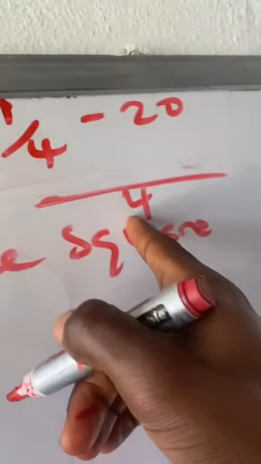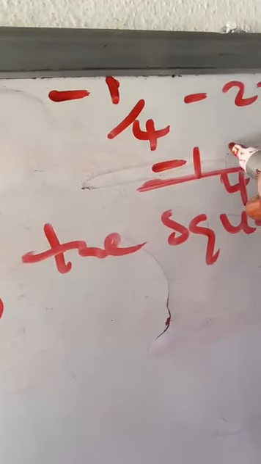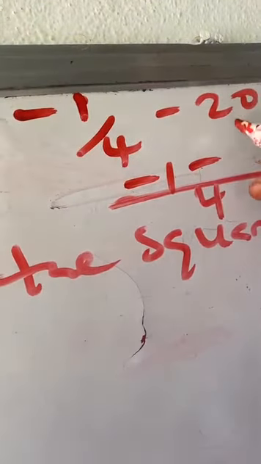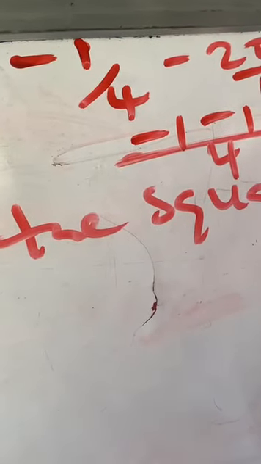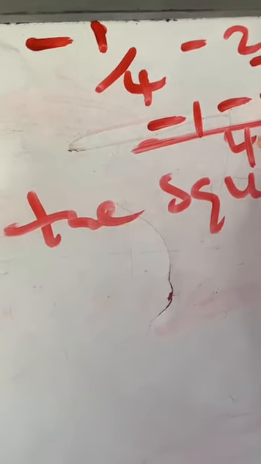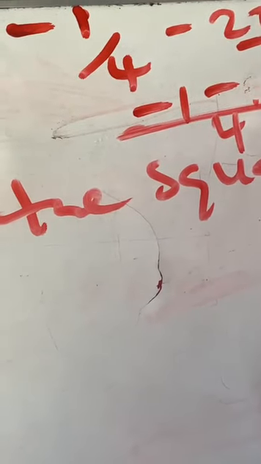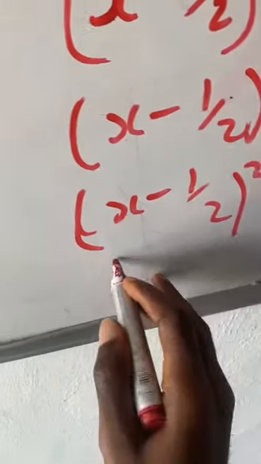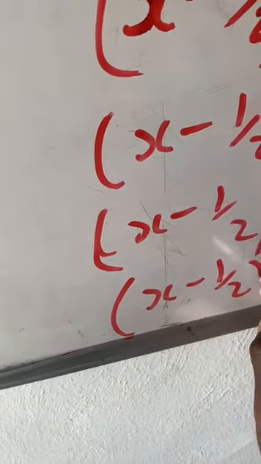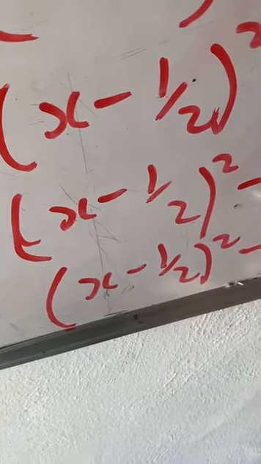4 into 4 will go 1 times. 1 times minus 1 is minus 1, then minus 20. There's an invisible 1 under 20. 1 into 4 is 4. 4 times 20 is what? 100? Is that so? Is 4 times 20 100? No, it's 80. With minus 1, I have minus 81 over 4. So now I'll come back here: x minus 1 over 2 square minus 81 over 4.